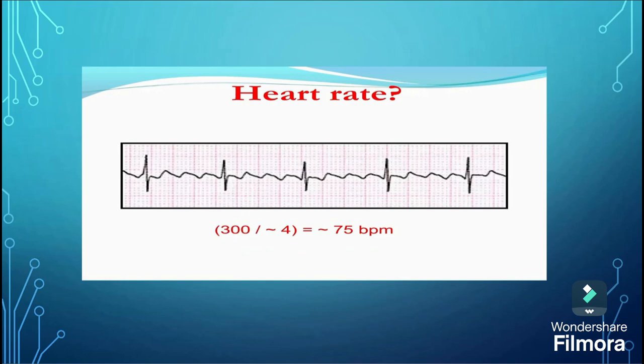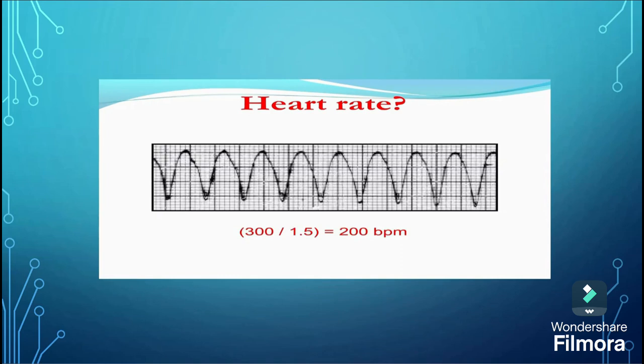Here, this is the QRS. So 1, 2, 3, approximately 4. So 300 divided by 4 is 75 beats per minute, which is normal. Here it is very less, so you can take one and a half. So 300 divided by 1.5 is 200 beats per minute. So this is tachycardia or tachyarrhythmia, as you can see.